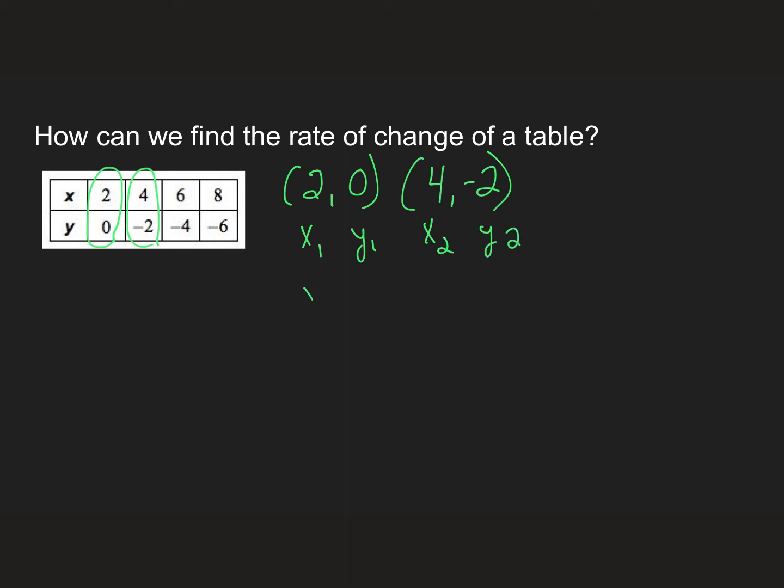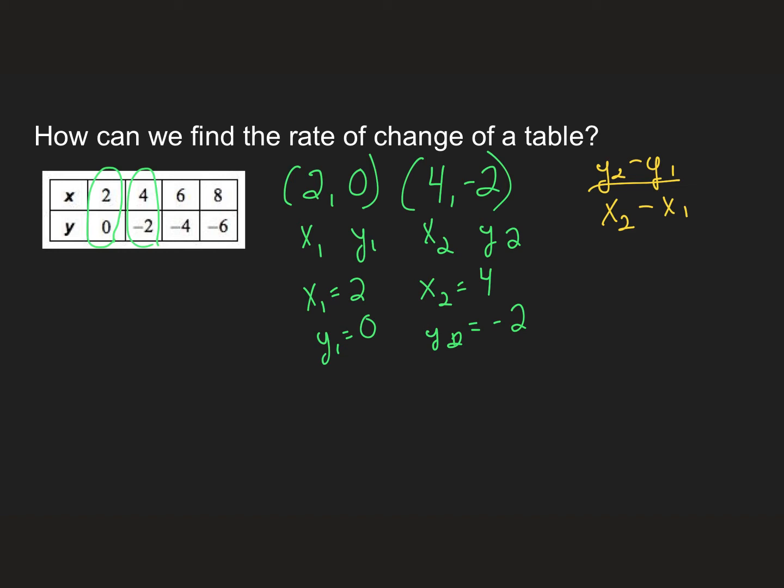Okay, and we can write that so we know x1 is 2, y1 is 0, x2 is 4, y2 is negative 2. And again, we are going to put that into our slope formula. It says y2 minus y1 over x2 minus x1. We're going to replace the numbers.